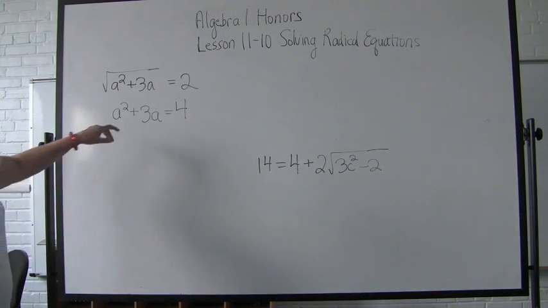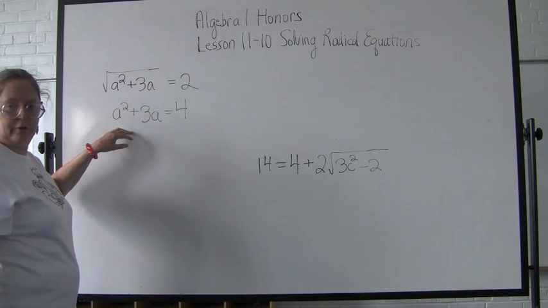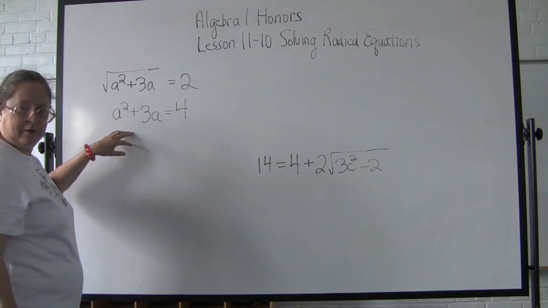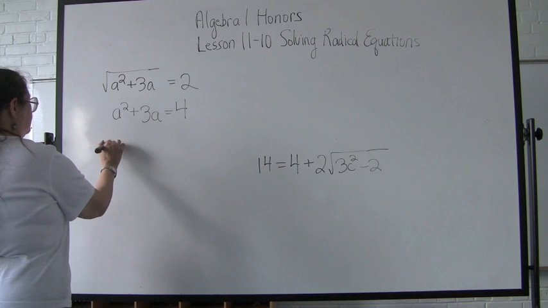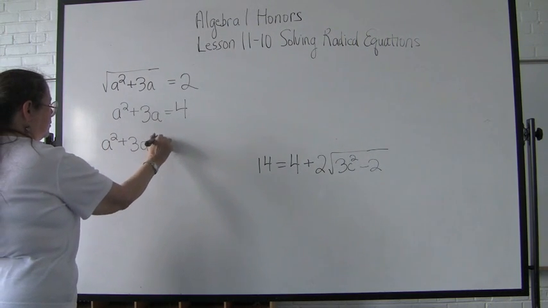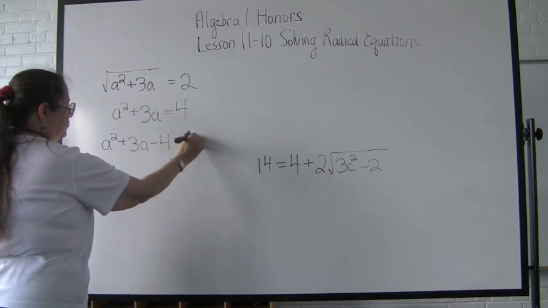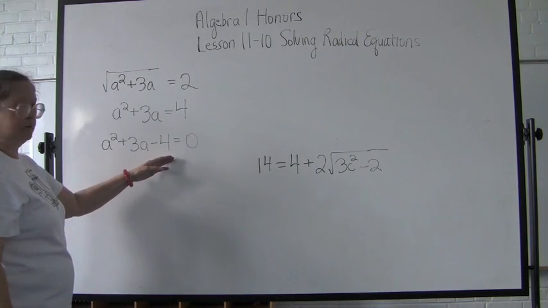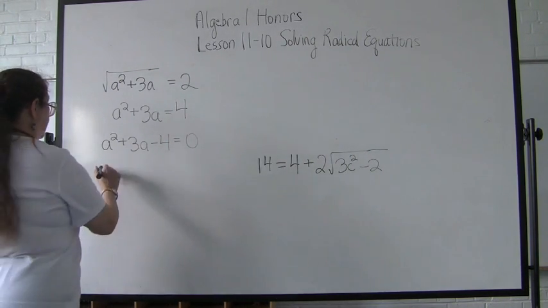Oh, now this ought to be ringing all kinds of bells in your factoring part of your brain. Because to solve here, what we need to do is collect all of our terms on one side, so we subtract the 4 from each side, and then we're going to factor.